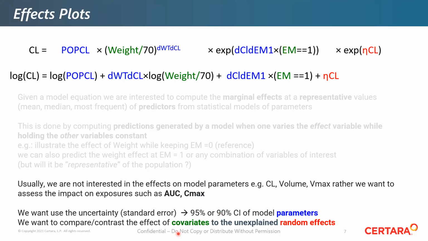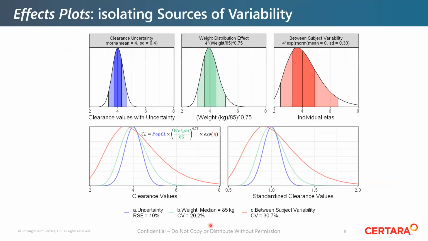And sometimes it's of interest to contrast the covariate effect versus unexplained random effect. I'll show later. That's a figure taken from my CPT-PSP tutorial. Basically, it's just a toy simulation where I simulate, okay, what if I have 10% error on my uncertainty, here I'm using clearance of 4.